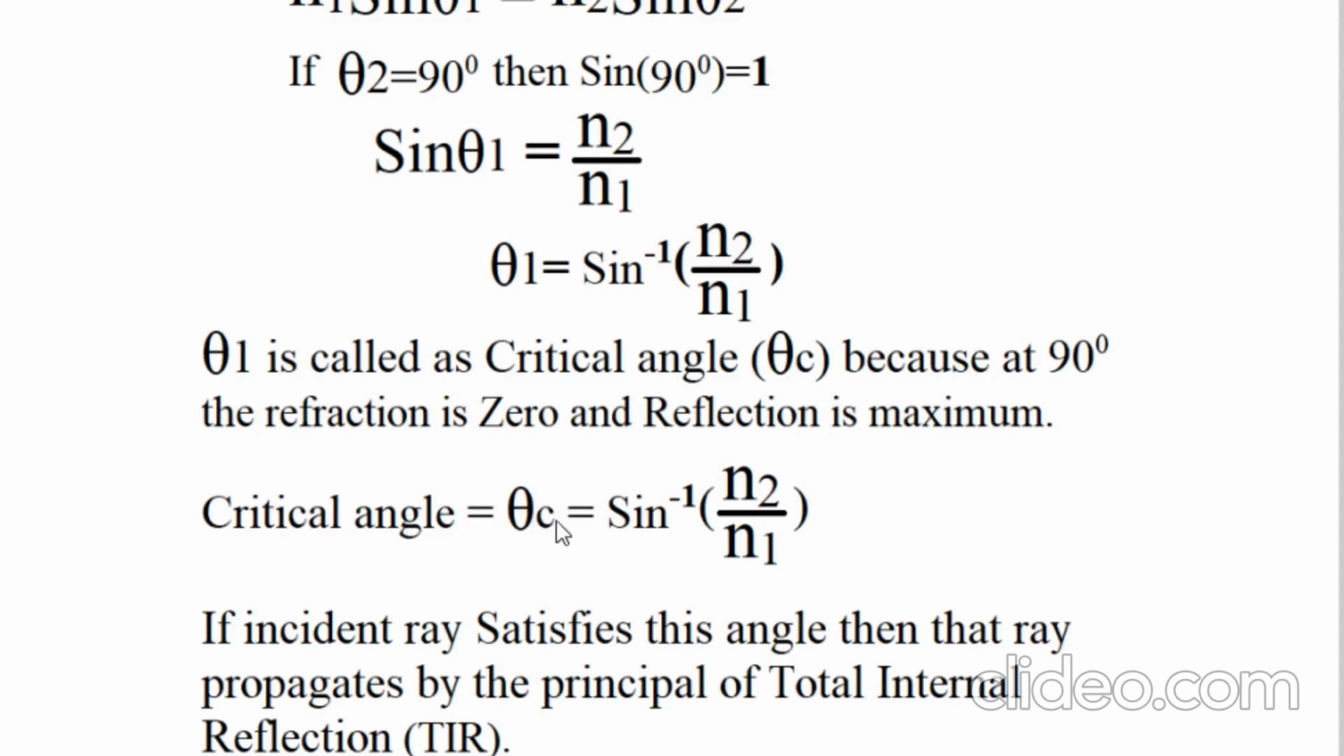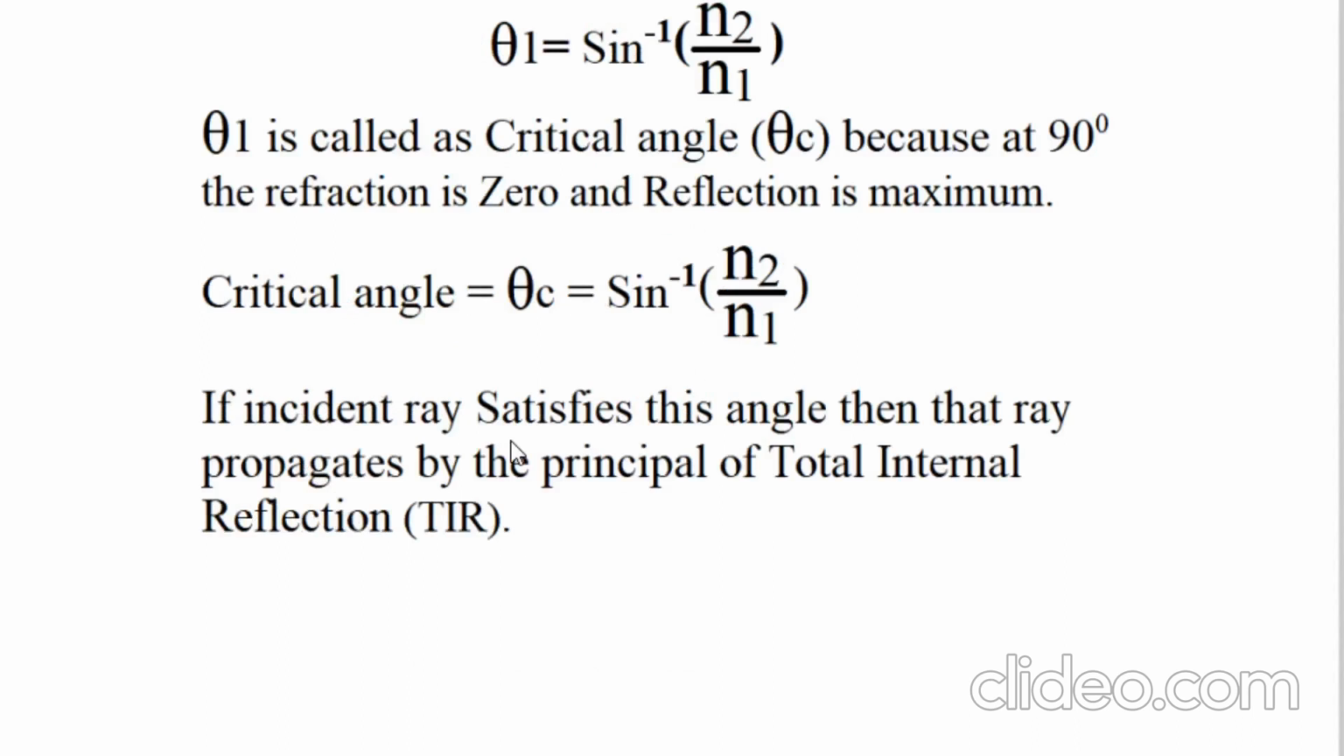The critical angle theta c equals sine inverse of n2 upon n1. Because here sine theta 1 equals n2 upon n1, therefore theta 1 equals sine inverse of n2 upon n1, and this theta 1 is the critical angle theta c.